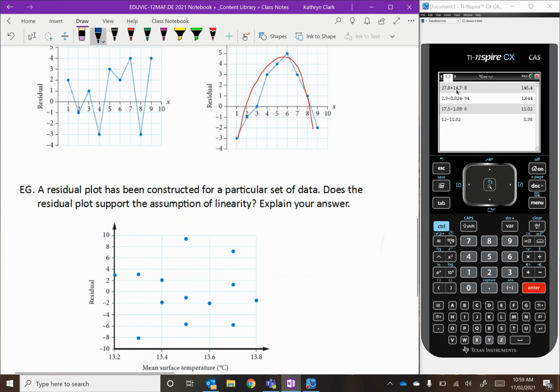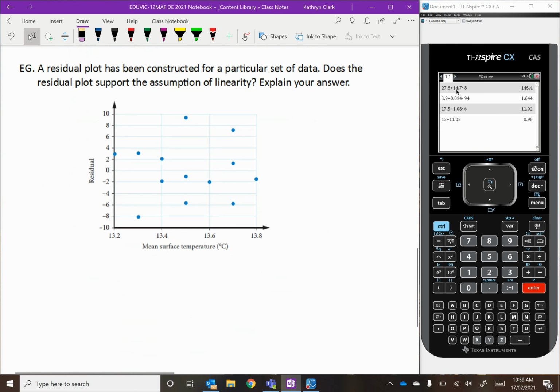So when we're presented with a residual plot, such as this one here, we'll be asked, does the residual plot support the idea that the data is linear? And explain our answer. Again, this is a two-part question. Does the residual plot support linearity? That's yes or no. Explain our answer.